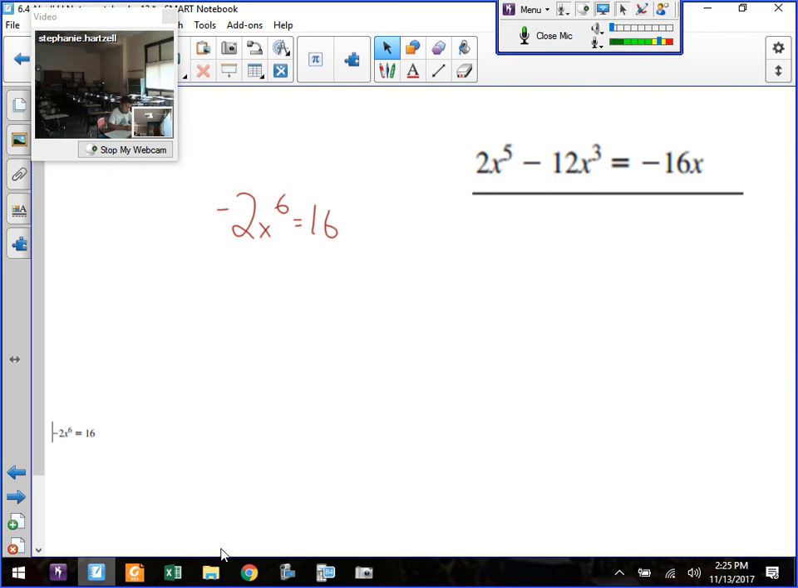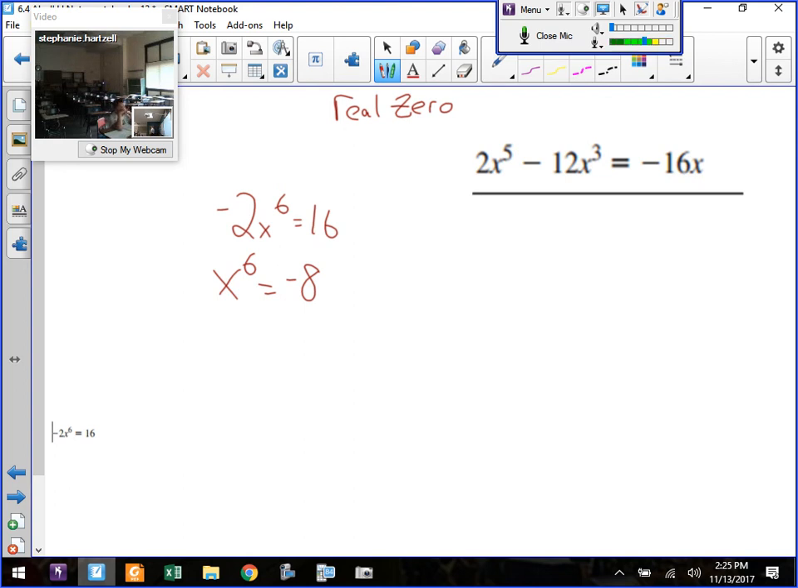So, what do you do with that negative 2x to the 6 equals 16? What do you do first? You can set it equal to 0, but remember, you're trying to find a zero. So wouldn't it just be as easy to divide by negative 2? And I think we're only looking for real zeros, so that might help to know. If I divide by negative 2, I get x to the 6 equals negative 8.